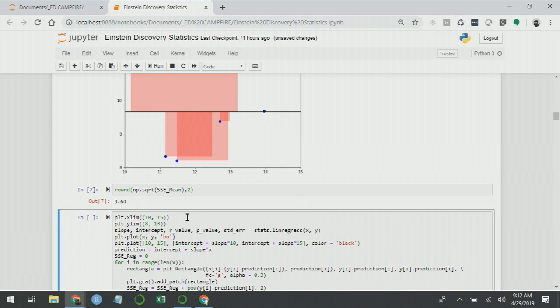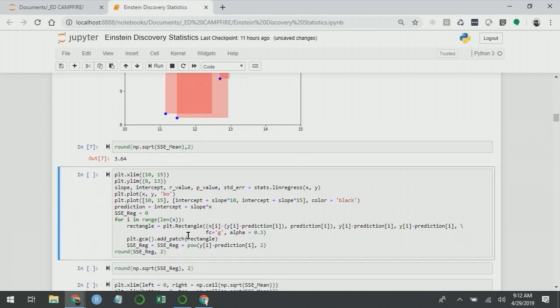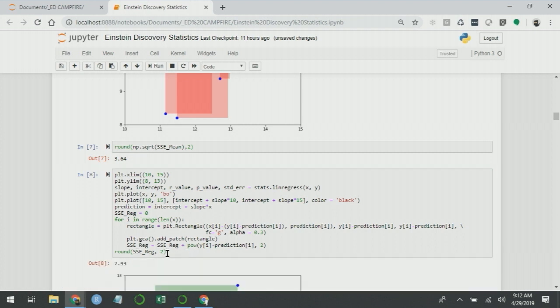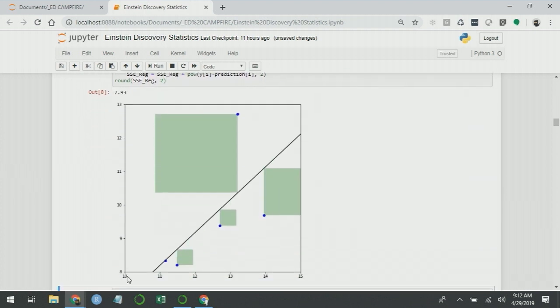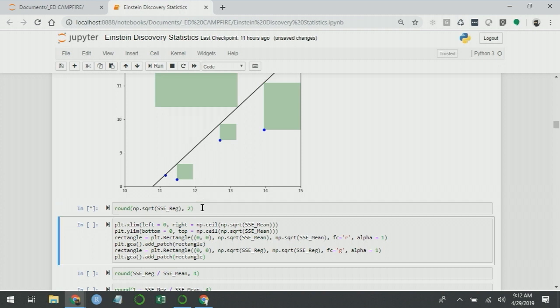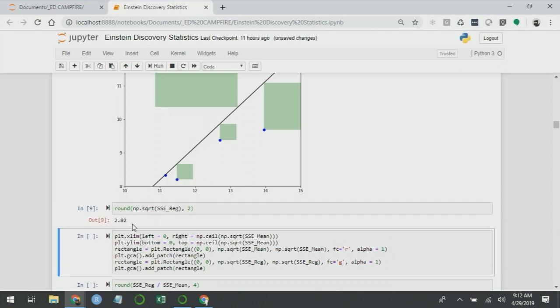Another way to look at that would be a box that's 3.64 units on each side. Now if we use x for the prediction, you can see that as x increases, the prediction increases as well. We get these green boxes instead of the red ones. If we were to sum up the green boxes, we'd have a box that's 7.93 units squared, which would be 2.82 units on each side.